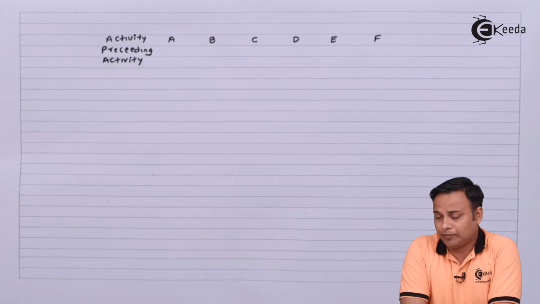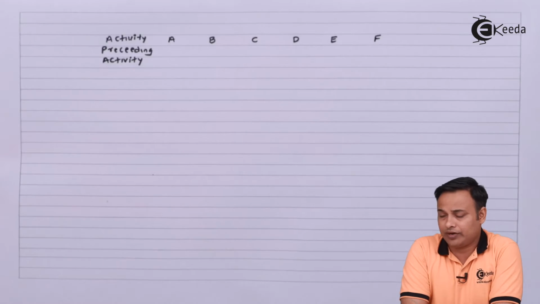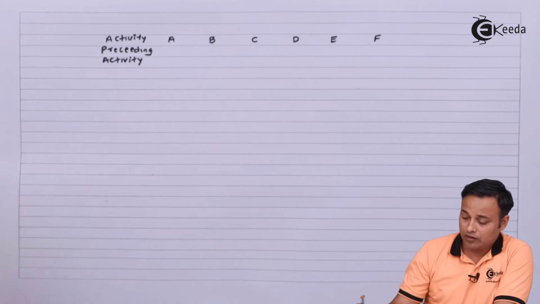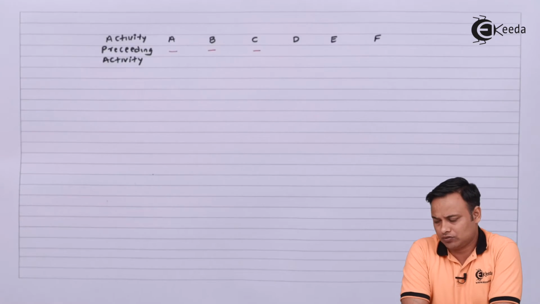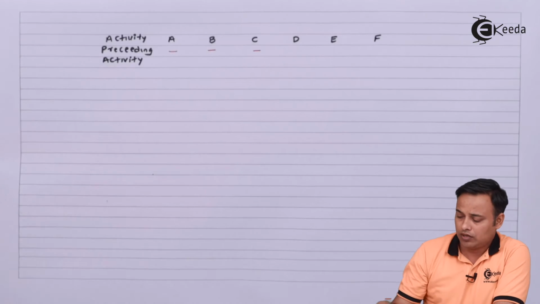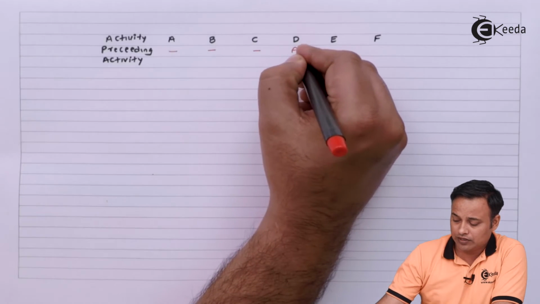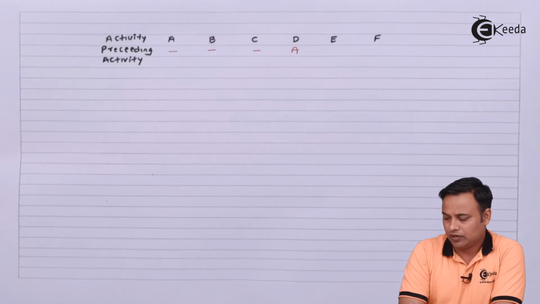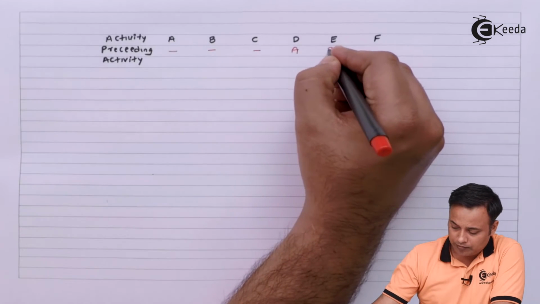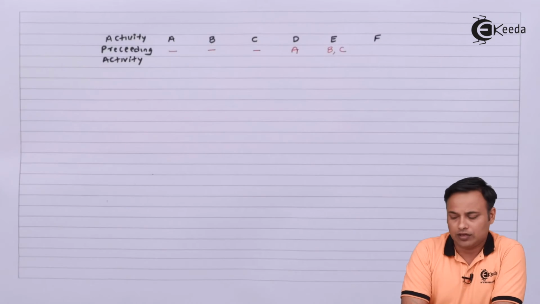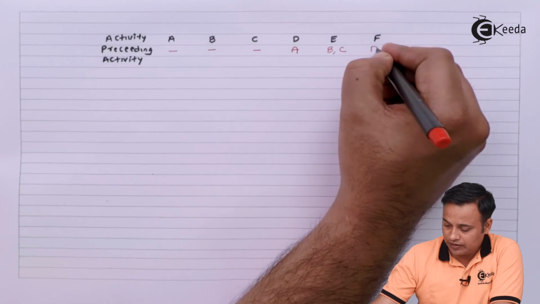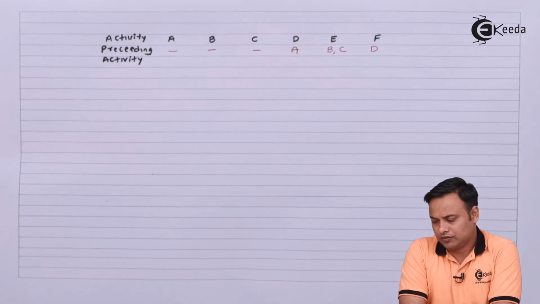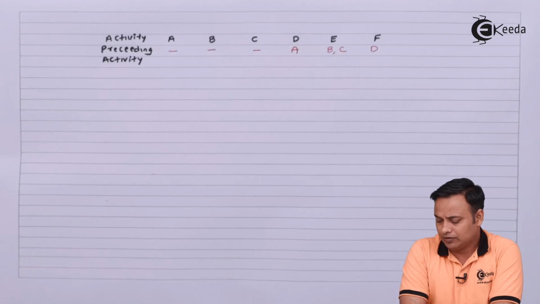The next example I'm going to discuss has activities A to F, where A, B and C are the initial activities. So before that I am giving a dash, and D can start after A, E can start after B and C, and F can start after D. Let's try to draw the diagram here.